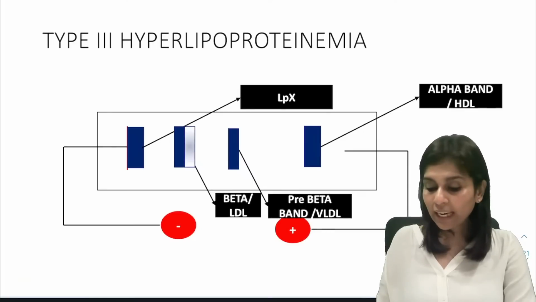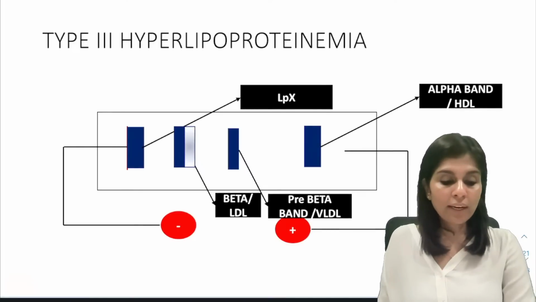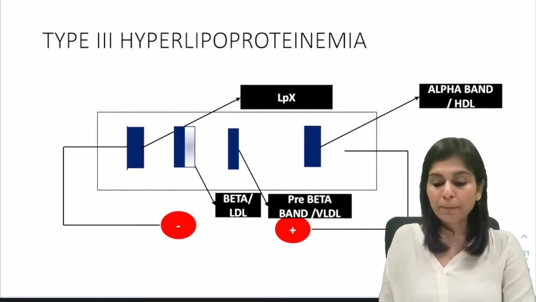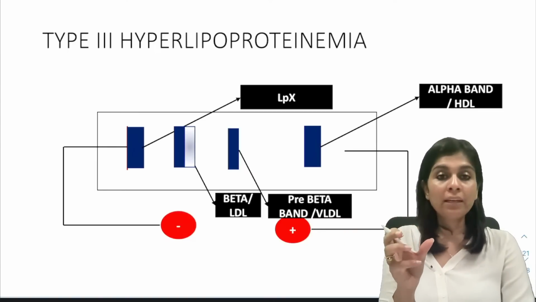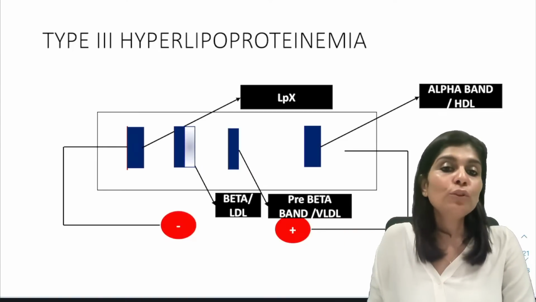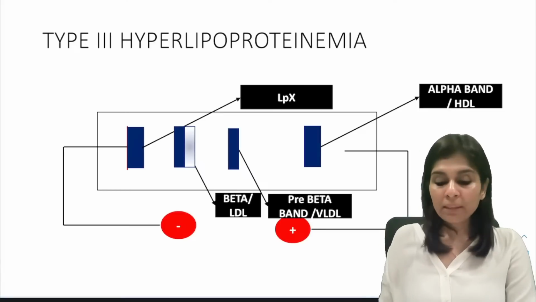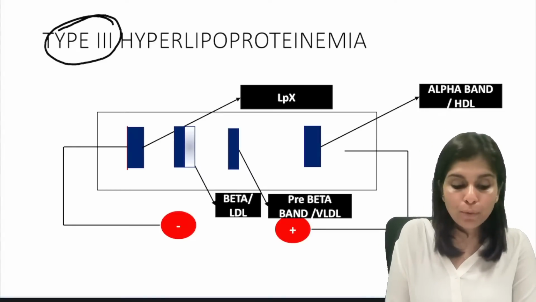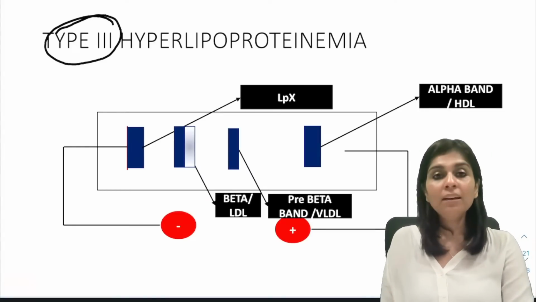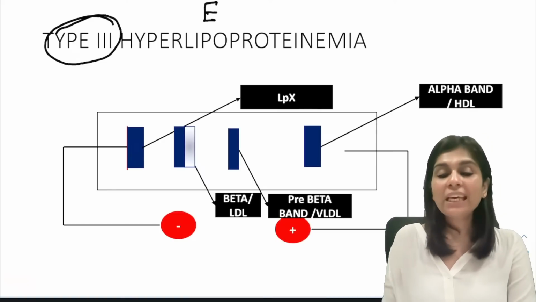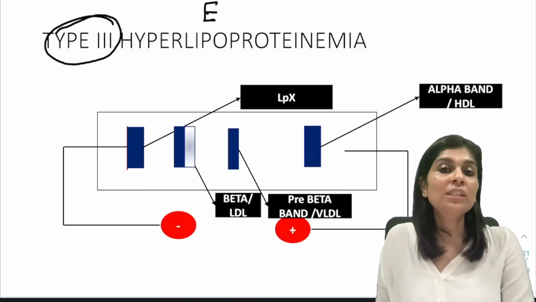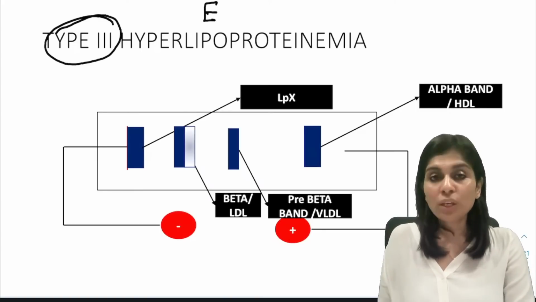Can you see a gray band here? If at all remnants are present, these remnants are expected to be there in the beta region, close to the beta band, but usually you don't see remnants form a band. But what happens in type 3 hyperlipoproteinemia? Very good, Arun Sharma. Type 3 hyperlipoproteinemia is caused by ApoE defect. 3 and E sound similar. It is caused by ApoE defect.